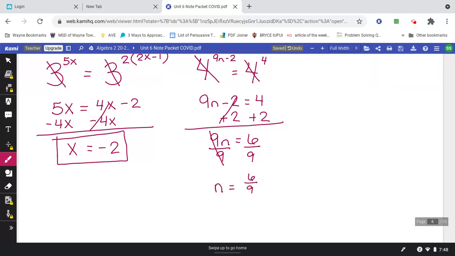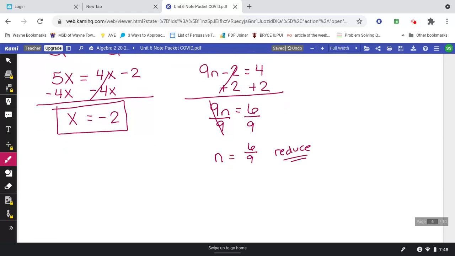N equals 6/9. However, that's a fraction that you can reduce. So you want to make sure you do that. Both of those can be divided by 3. So divide the top one by 3. And divide the bottom by 3. Get an answer of n equals 2/3.